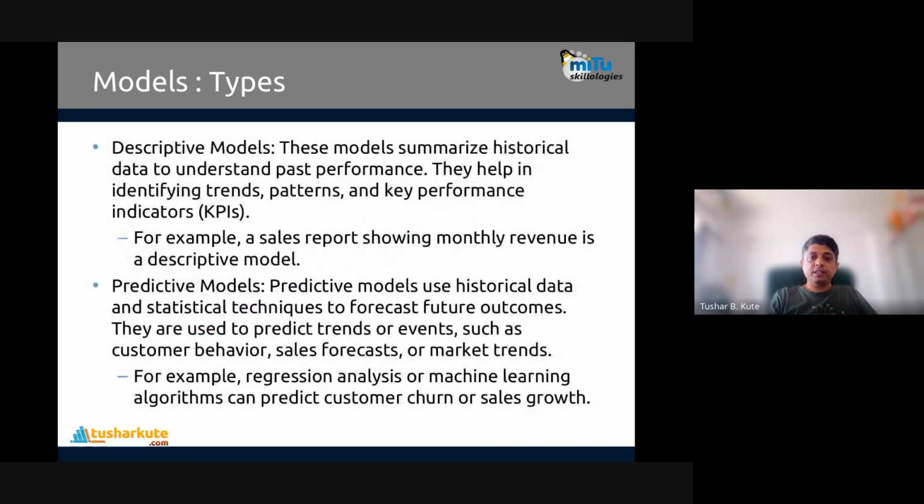What do you mean by this? See the examples with the meaning of it. Descriptive models are a very commonly used kind of analytical model. These models summarize historical data to understand past performance. They can summarize historical data. What is historical data? Whatever data was collected in history.